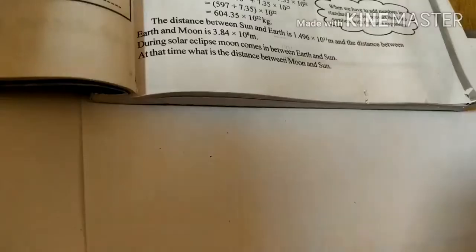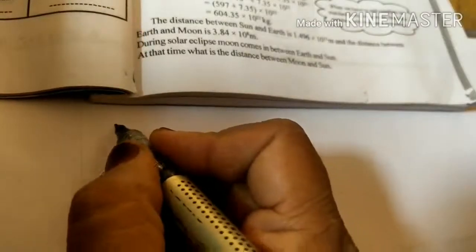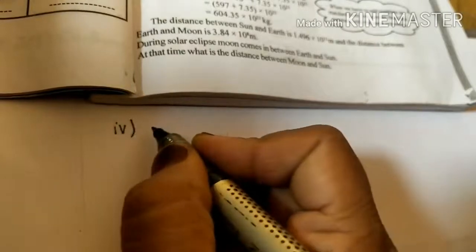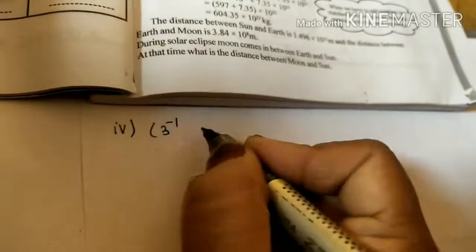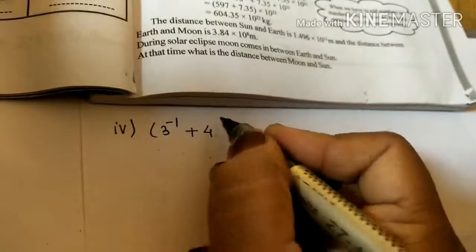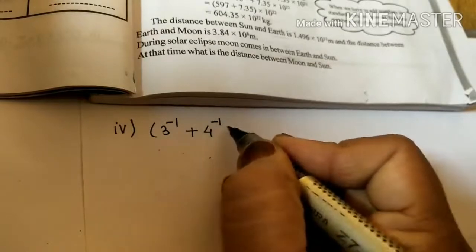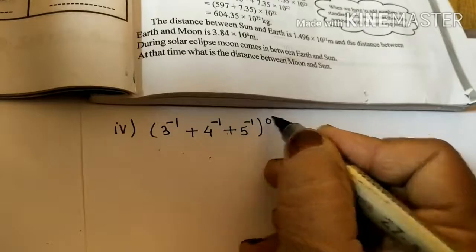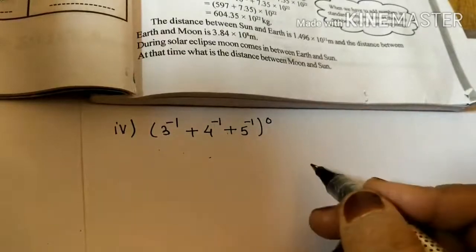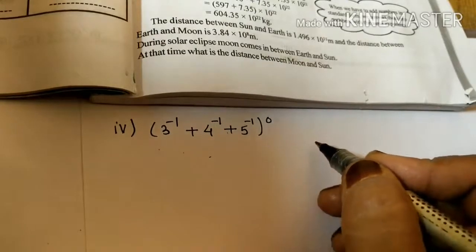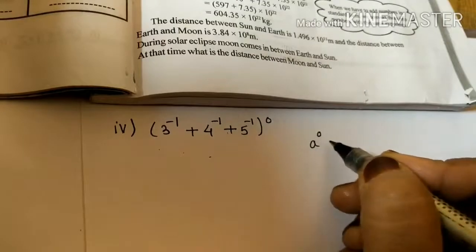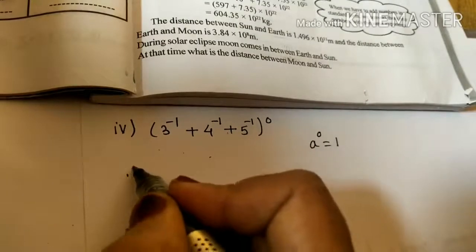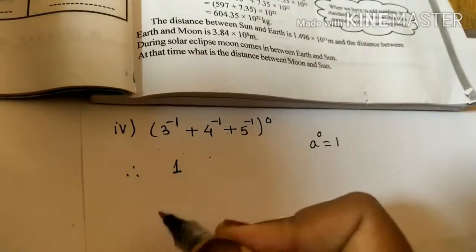Fourth one question is (3 raised to minus 1 plus 4 raised to minus 1 plus 5 raised to minus 1) raised to 0. Very easy answer here, because we know that any number if power is 0, answer is 1. Therefore, the answer is 1 here.